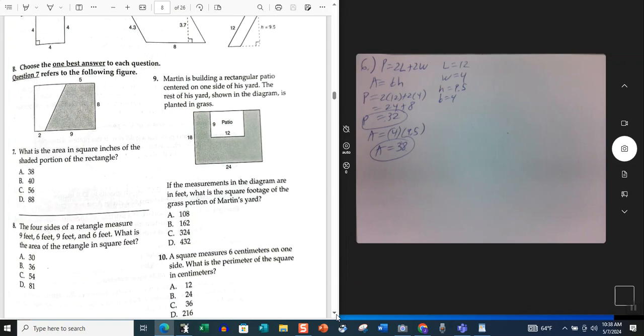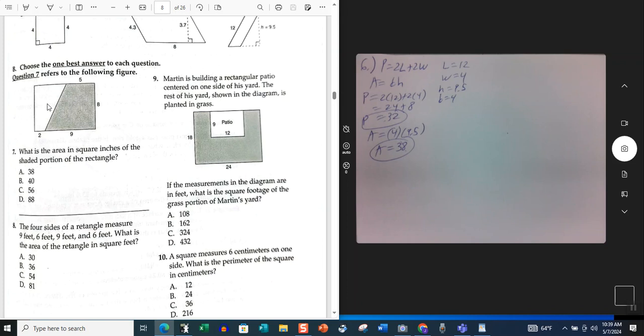We scroll down here, it says B. Choose the one best answer to each question. Question 7 refers to the following figure. Okay, now, what is the area in square inches of the shaded portion of the rectangle? Now, they do tell us what the shaded portion is, because you notice here this 9 is with the shaded portion, this 8 is too, and this 5. Now, they want the area of the shaded portion.